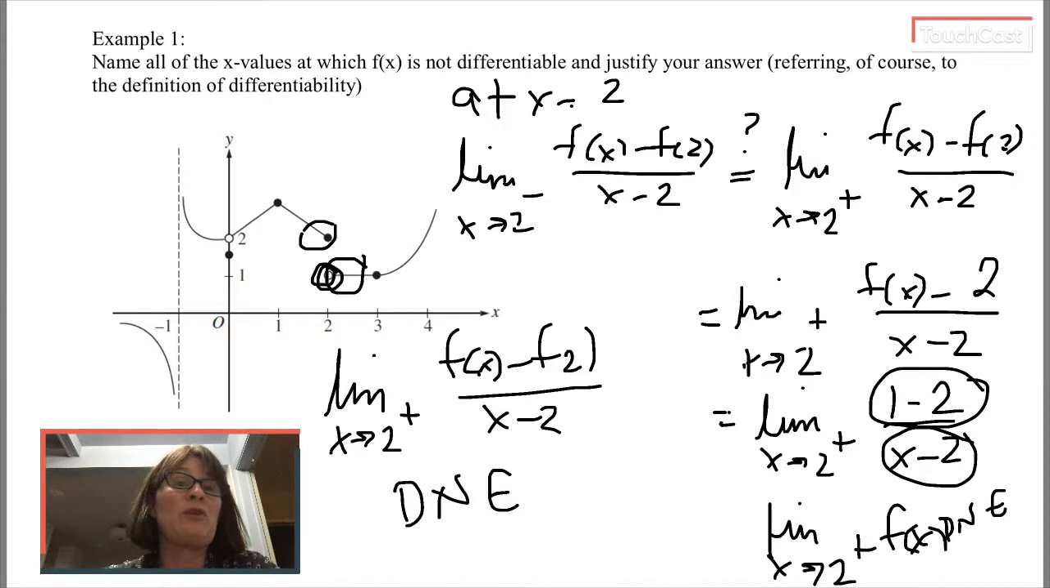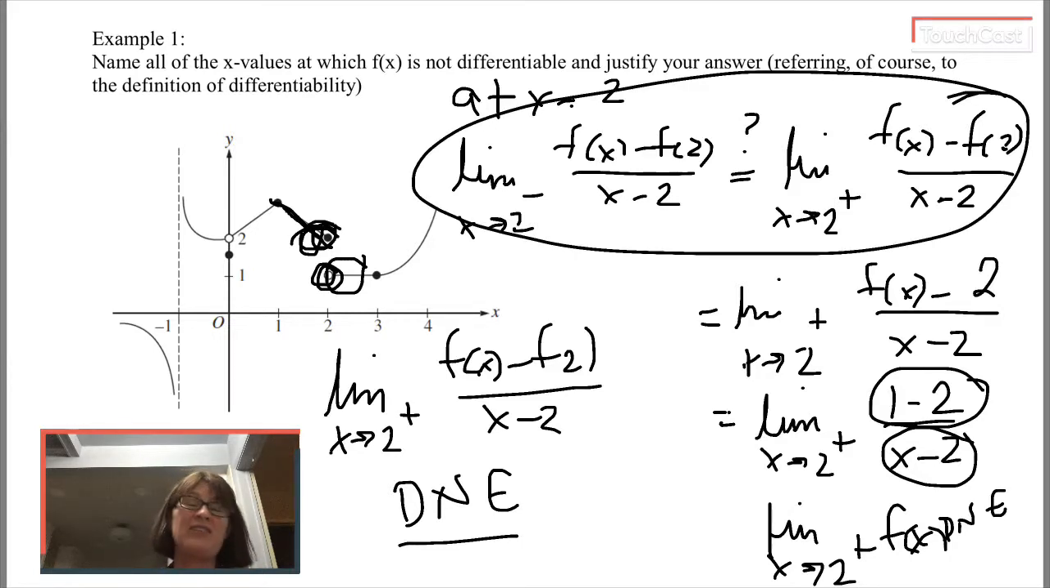Now, we've tried to find the limit from the left as we approach 2. This limit actually does exist, but because I'm going to have that f of x minus f of 2 over x minus 2, and f of x is approaching f of 2, I'm going to have a 0 over 0 as I check out from the left-hand direction. But my right-hand limit does not exist, which means that these two sides cannot be equal, and so f is not differentiable.